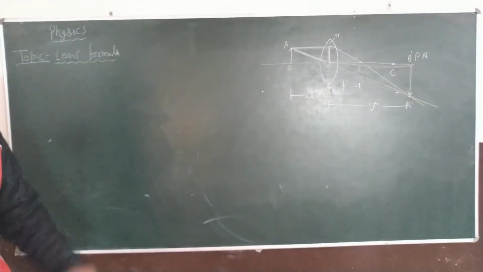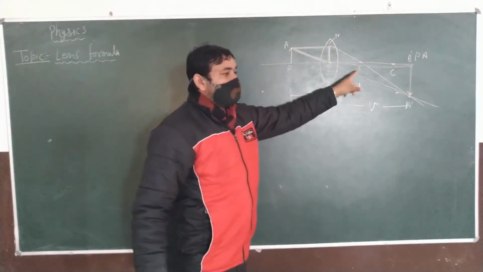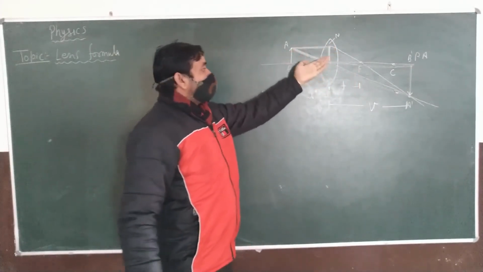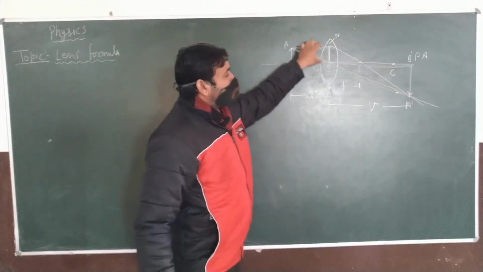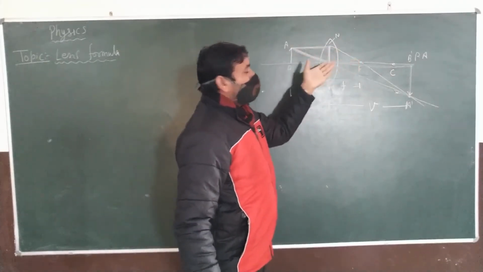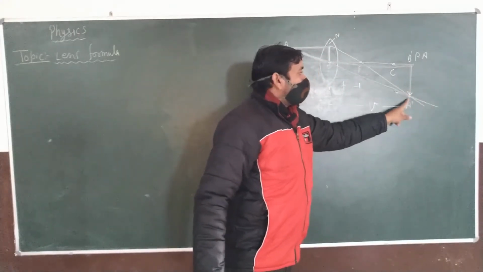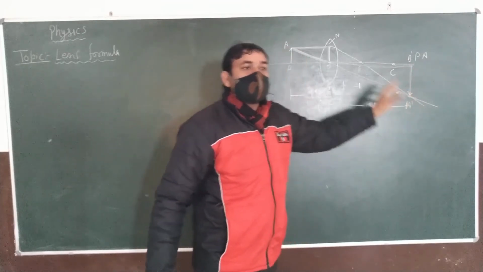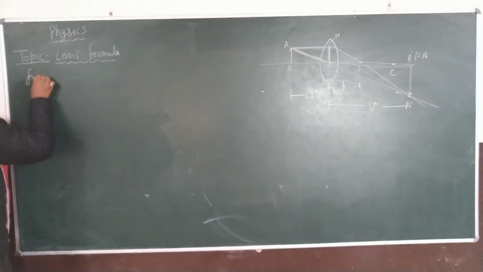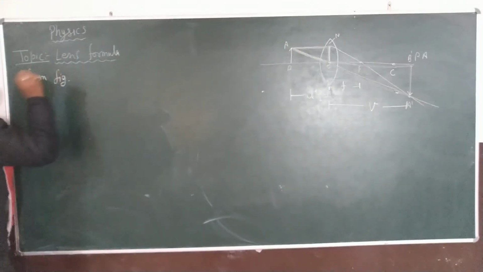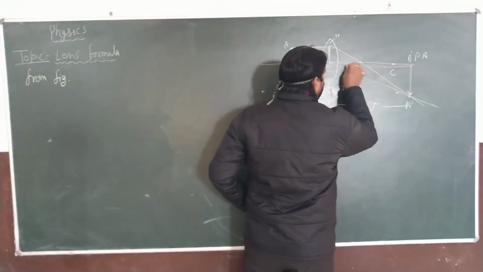Okay, now consider a convex lens of focal length f. An object is placed in front of the lens, from which two rays move towards the lens and after refraction meet at A dash. Therefore, A dash B dash is the image of object AB. Okay, now from the figure, this is triangle 1, this is triangle 2.